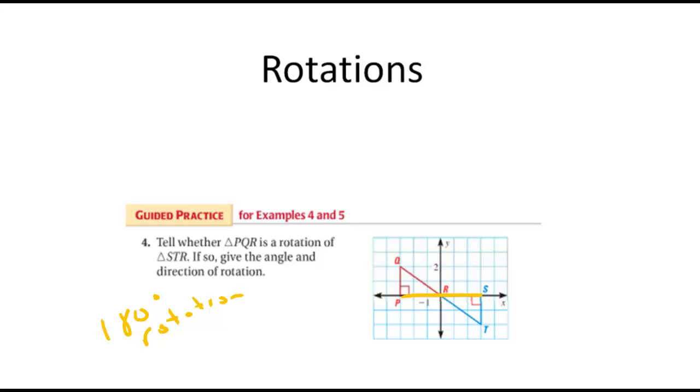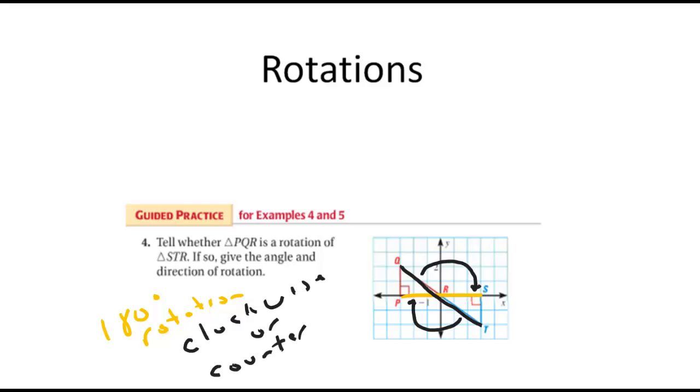When I talk about a 180-degree rotation, if I connected other corresponding parts like Q to R right here, again, that's a straight line. When I go through the origin connecting those, that is again a 180-degree rotation. When you talk about 180 degrees, I could go clockwise, which would be this direction right here to get there, or I could go counterclockwise to get there. Either way, I've gone the same distance. So whenever it's 180 degrees, it can be clockwise or counterclockwise.